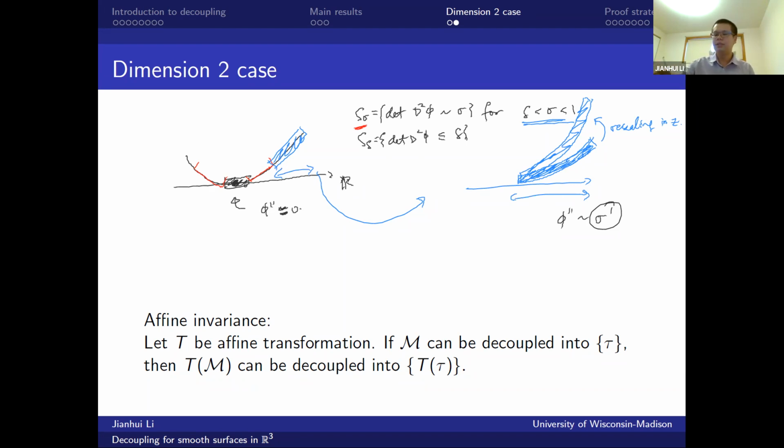After doing this, the new blue piece will have second derivative bounded below, where we can apply Bourgain-Demeter. And remember, we have one property, iterative decoupling, which means that if we can decouple this blue region into smaller pieces and the red region into smaller pieces and so on and so forth, we are done. So this is how we do it in 2D. And we try to generalize this idea to higher dimensions. But there are some significant obstacles here, and I'm going to discuss them.